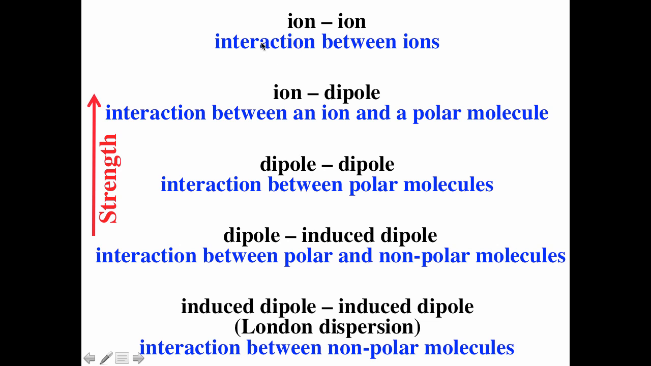And so ion-ion interaction is just interaction between ions, like in an ionic solid. Ion-dipole is interaction between an ion and a polar molecule. And so if you think about an ionic compound dissolving in water, you're going to have an ion-dipole interaction. So say sodium ions and a water molecule. Dipole-dipole is interaction between two polar molecules. Dipole-induced dipole, you can imagine as interaction between a polar molecule and a non-polar molecule. Induced dipole, also referred to as London dispersion, is interaction between non-polar molecules. But you also have to remember that even polar molecules will have induced dipole interaction.